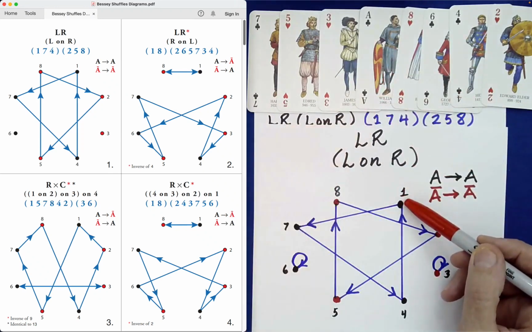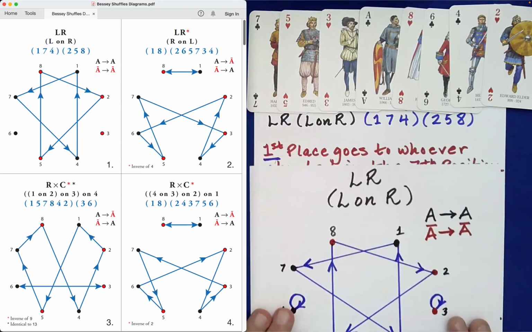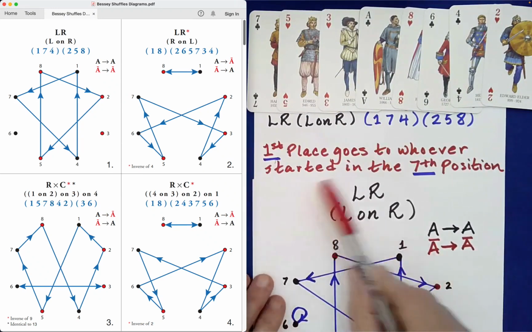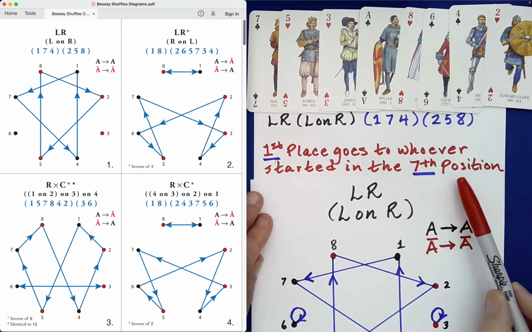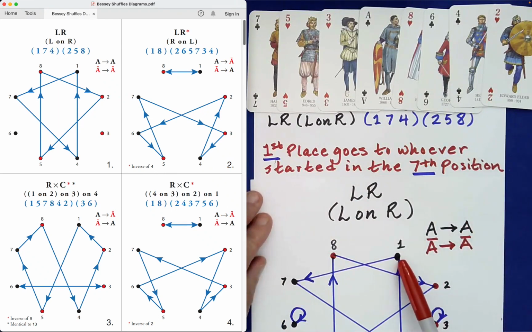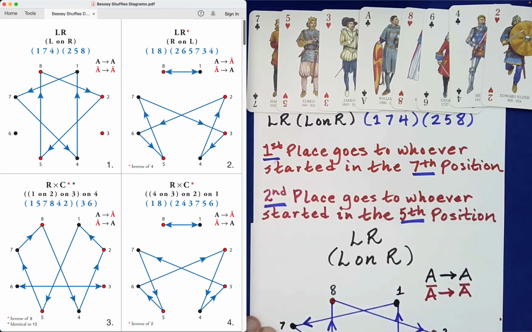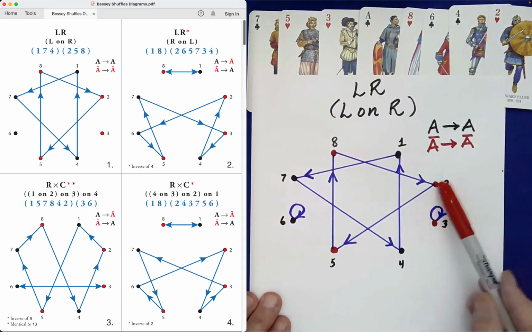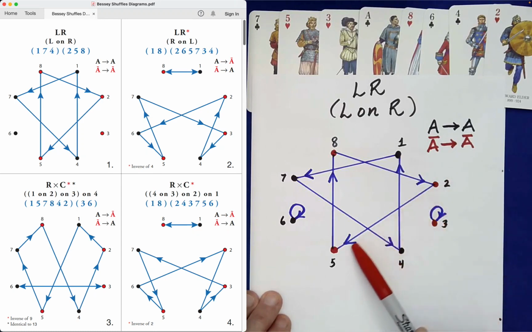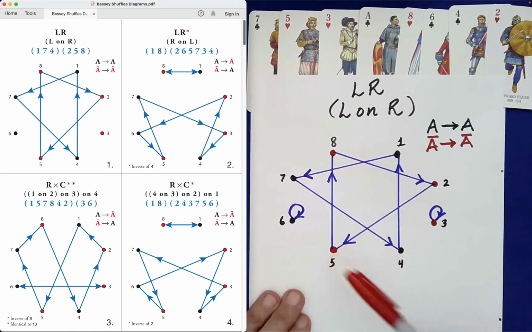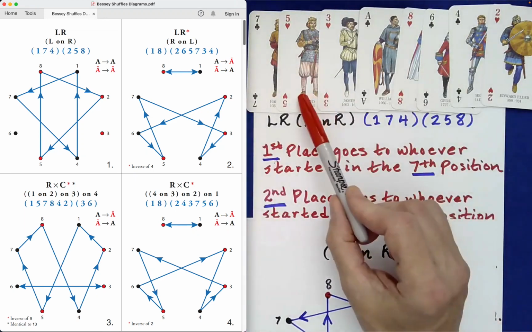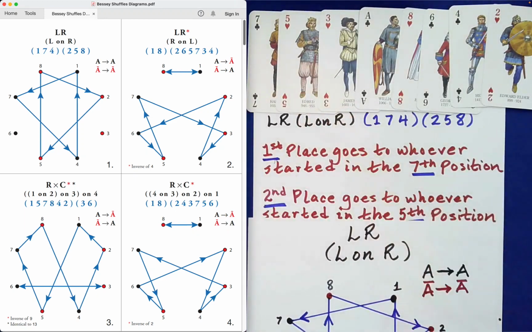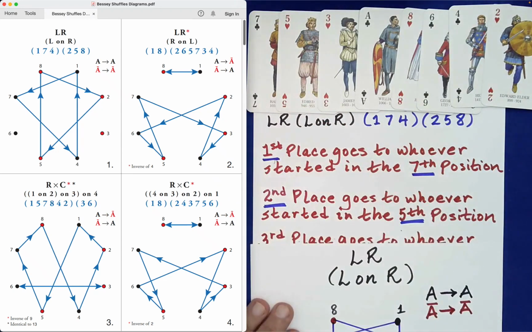So this is a way of interpreting what's going on. We say first place goes to whoever started in the 7th position. So the arrow going from 1 to 7 is best interpreted in that way. And second place goes to whoever started in the 5th position. Is that true? Second place goes to the person who originally started in the 5th position. That's true. We see it right here. The second place winner is now the 5 of hearts, and that 5 of hearts started in the 5th position.